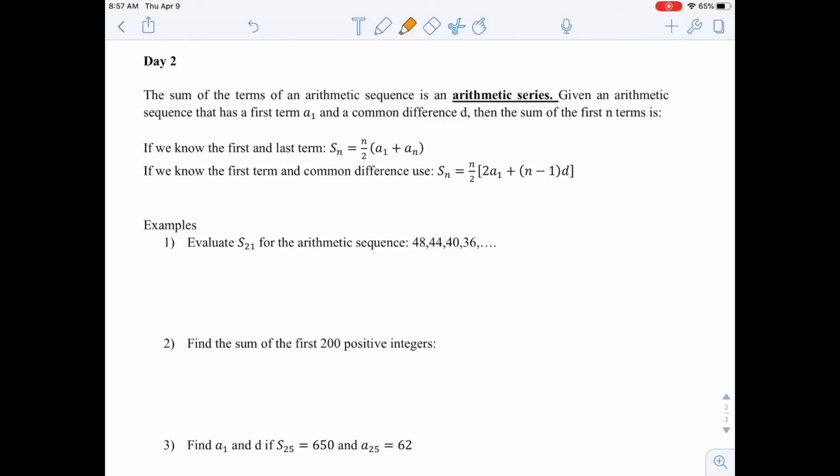Okay, so today is 7.2, day 2. Yesterday we really focused on arithmetic sequences. Today we're going to focus on series. And what a series is, it's just really the sum of the terms of an arithmetic sequence.